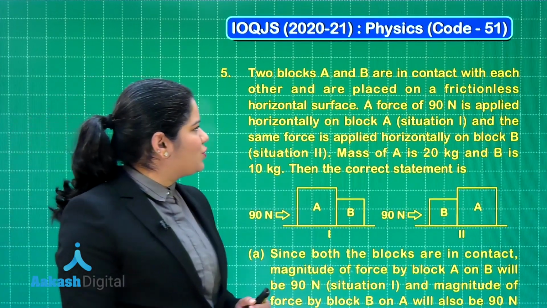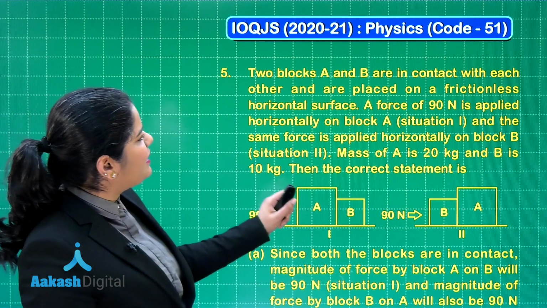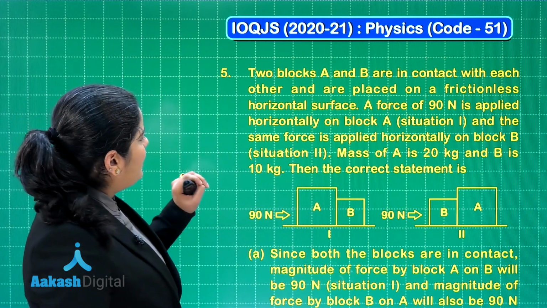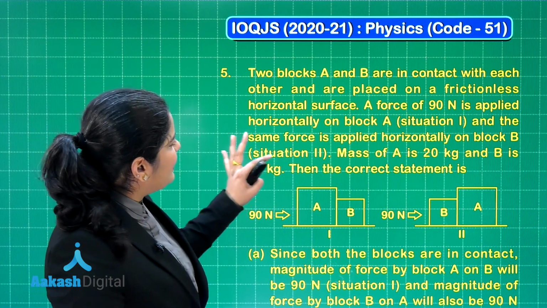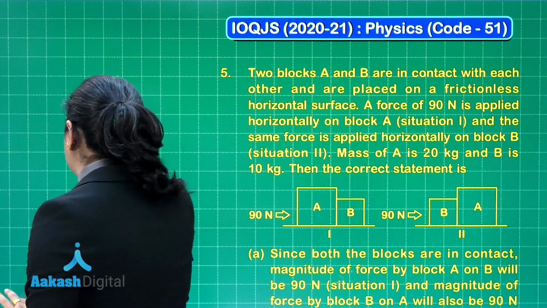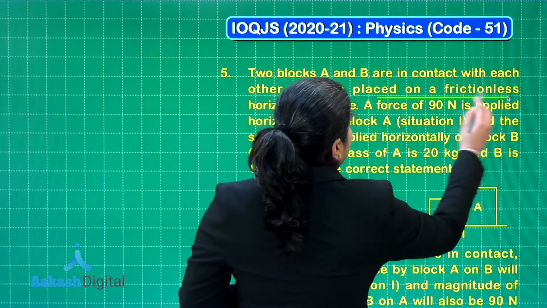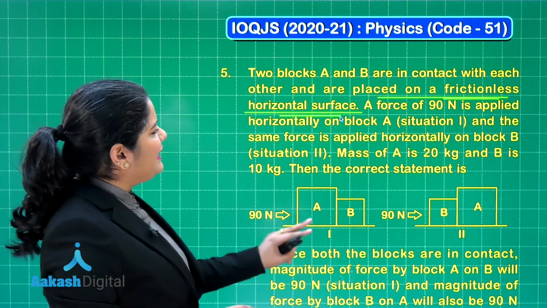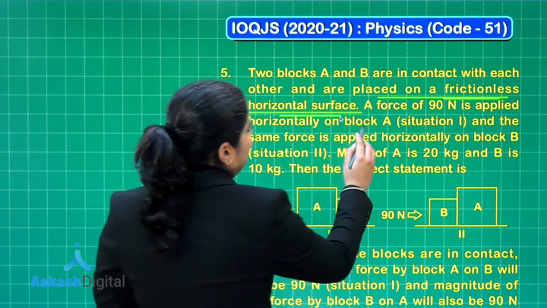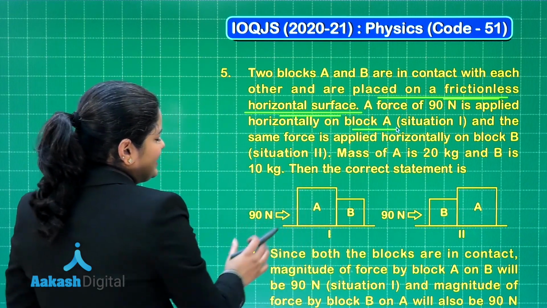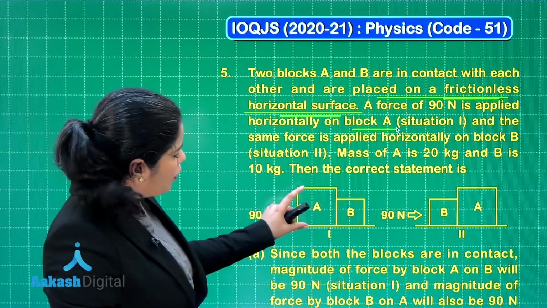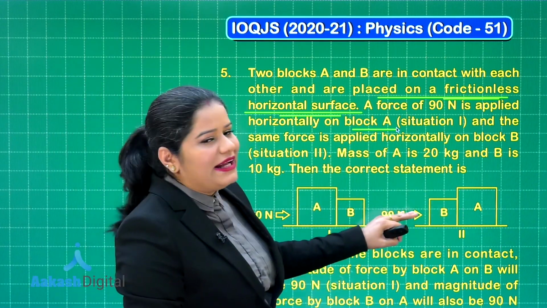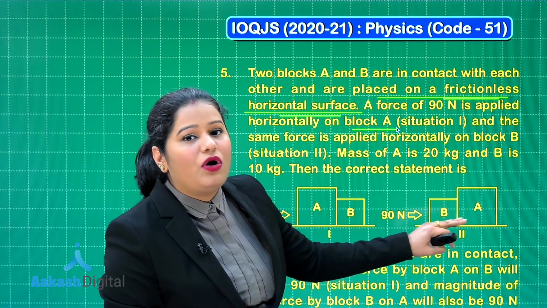So here I have the next question on the board, which says the two blocks A and B are in contact with each other. They are given to us in the figure over here, and they are saying further that they are placed on the frictionless horizontal surface. Please mark these words. They are placed on the frictionless horizontal surface. A force of 90 Newton is applied horizontally on block A. In situation 1, you can see this force is being applied on block A. In situation 2, you can see the same force of 90 Newton is now being applied on block B.